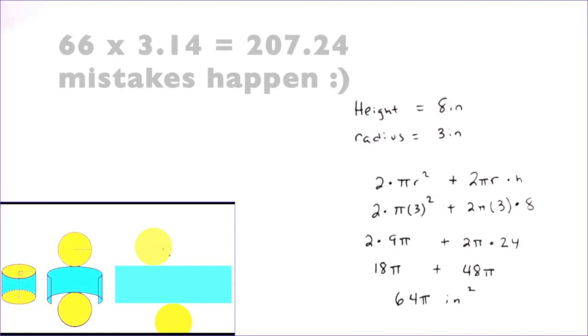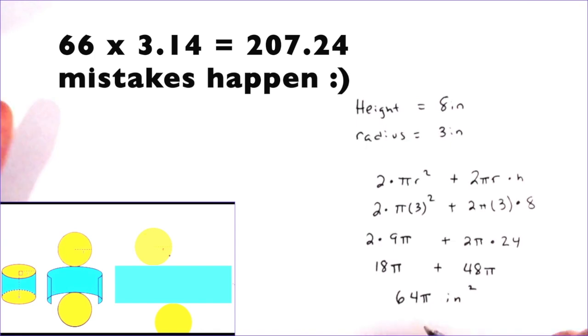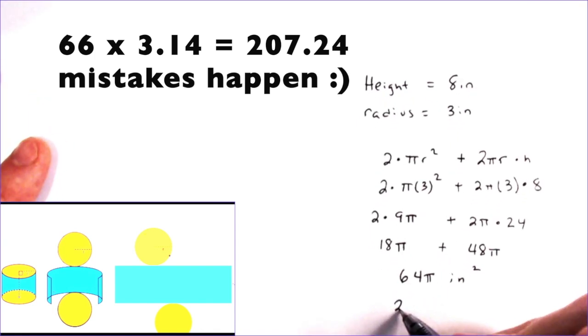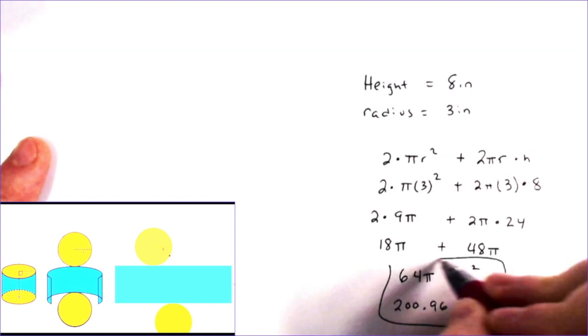And again, if you need to multiply that by 3.14, you may. You don't have to. But if you do multiply by pi, and you're multiplying it by 3.14, you end up with 200.96 inches squared. All right?